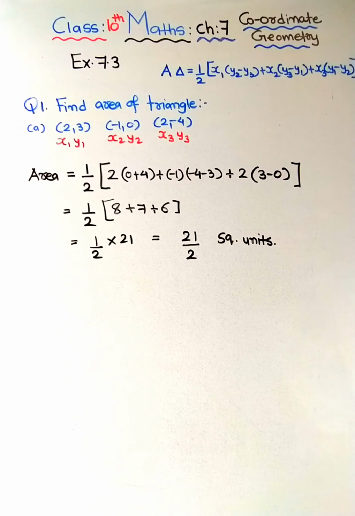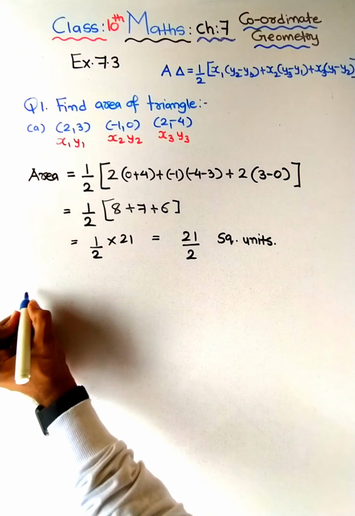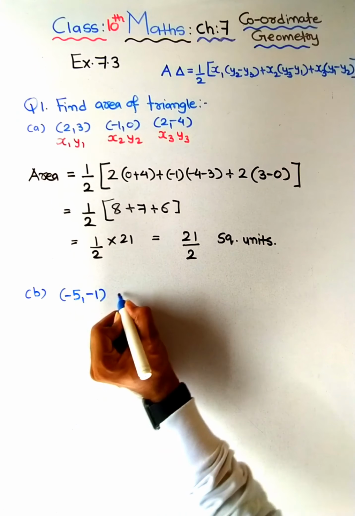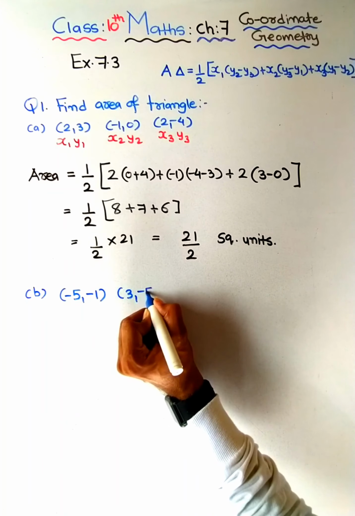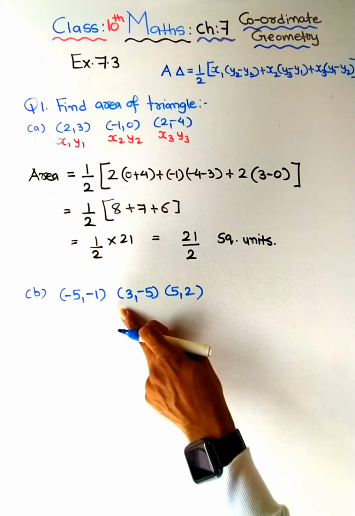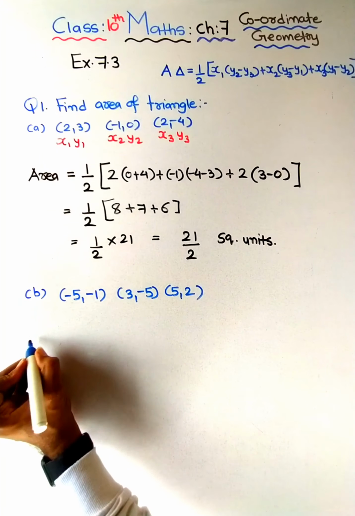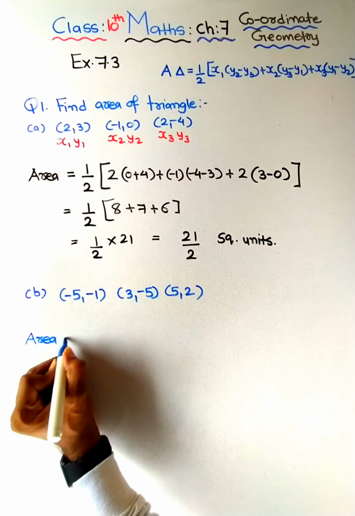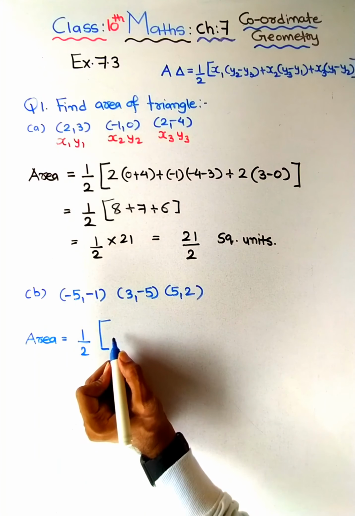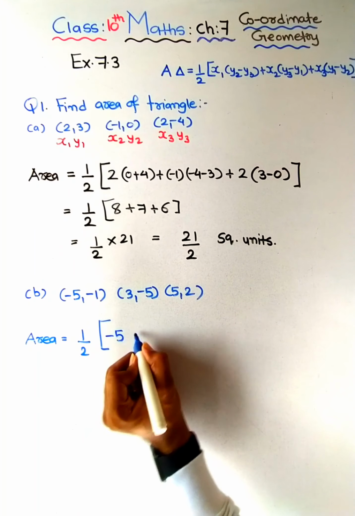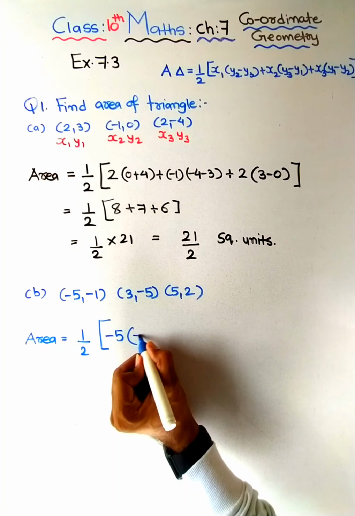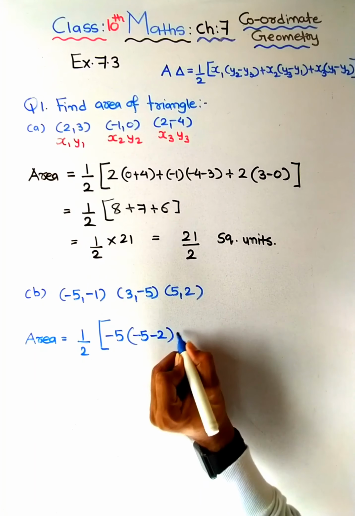Okay. Now similarly we will solve the next question, that is question number 1(b). Here we have vertices minus 5, minus 1, then 3, minus 5, then 5, 2. So x1 y1, x2 y2, x3 y3. Now let us see what the area is. Area equals 1 by 2. Now see, x1, that is minus 5. Then in the bracket we have y2 minus y3. So this is y2, minus 5, minus y3, 2.